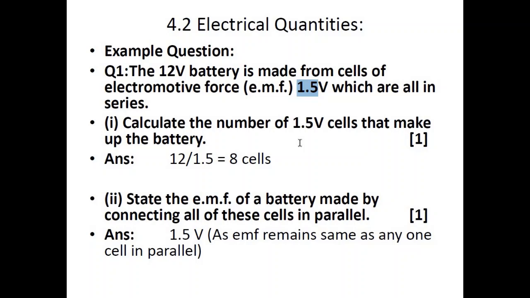State the EMF of a battery made by connecting all of these cells in parallel. Whenever you connect cells in parallel, the EMF remains the same as any one of the cells. So that means 1.5 volt.